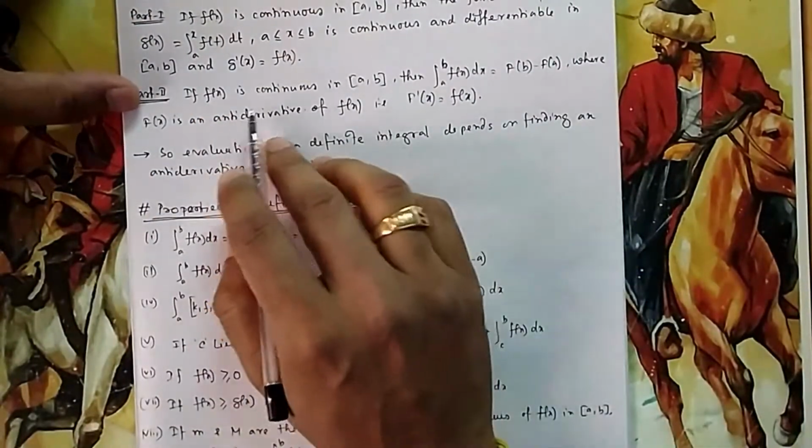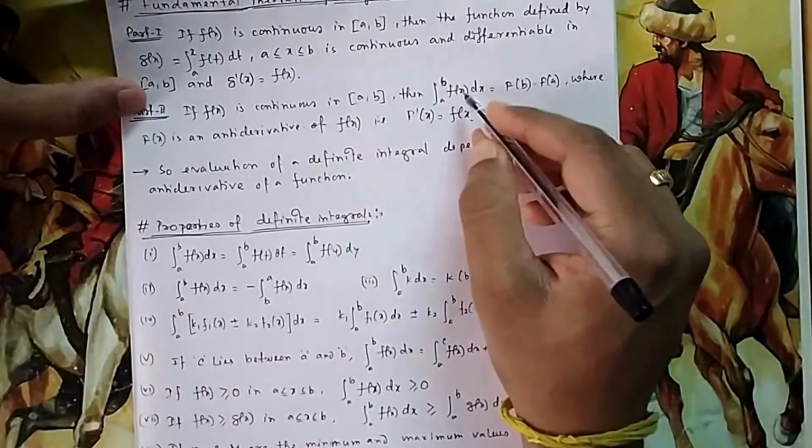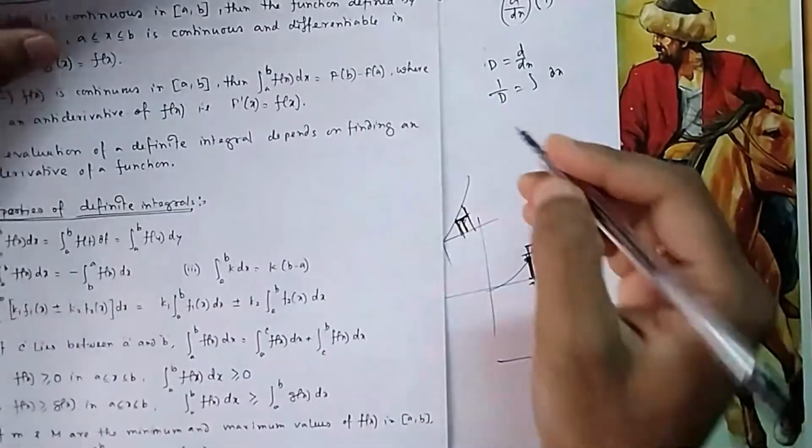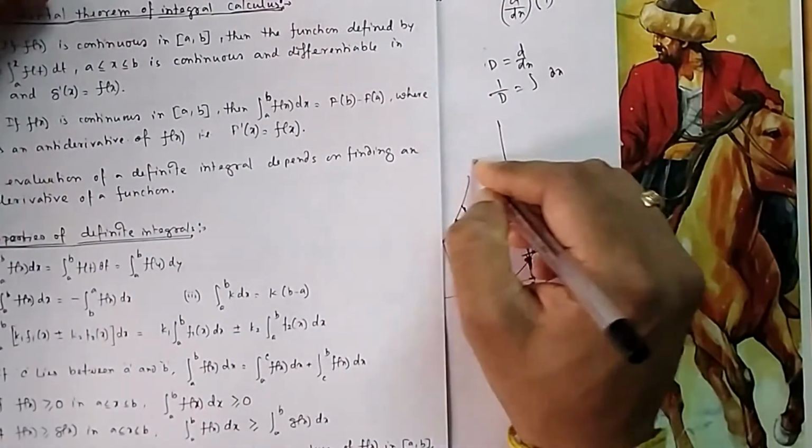Now part 2: if f(x) is continuous from A to B, then the integral from A to B of f(x) dx. This is known as the Leibniz rule, and it's a very fundamental theorem. This is very important to understand.